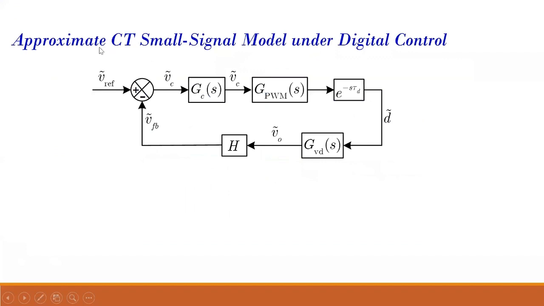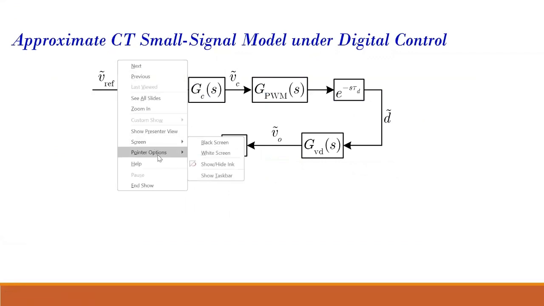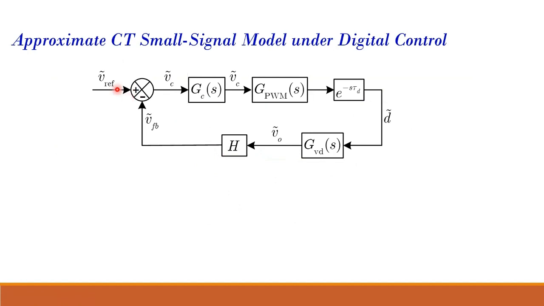So this is the approximate continuous time small signal model which we get using digital control. This is in continuous time. The digital components are also modeled in the analog domain, and we are finding the effective transfer functions, and then we can get the loop transfer function. So we get K loop is K loop analog(s) into e raised to minus s tau d.